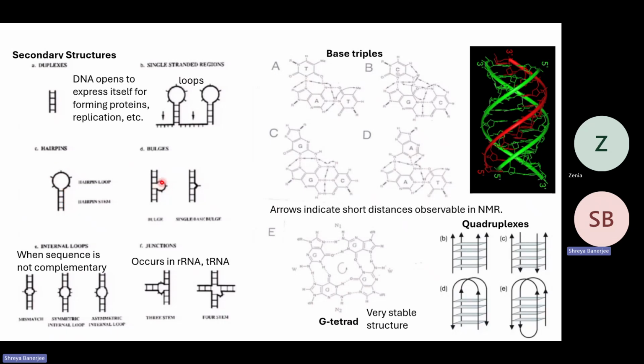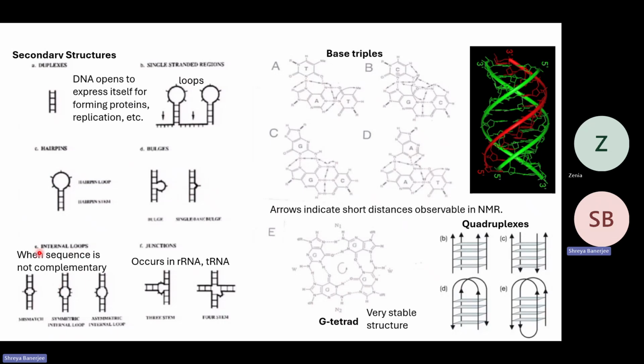Then you can have what is called a bulge. So the loop is happening at one end. Bulge happens in the middle, and it generally involves much fewer base pairs compared to loop. If you have a single base bulge, so only at a single base pair, the pairing is not there and it is single stranded at a single base pair.